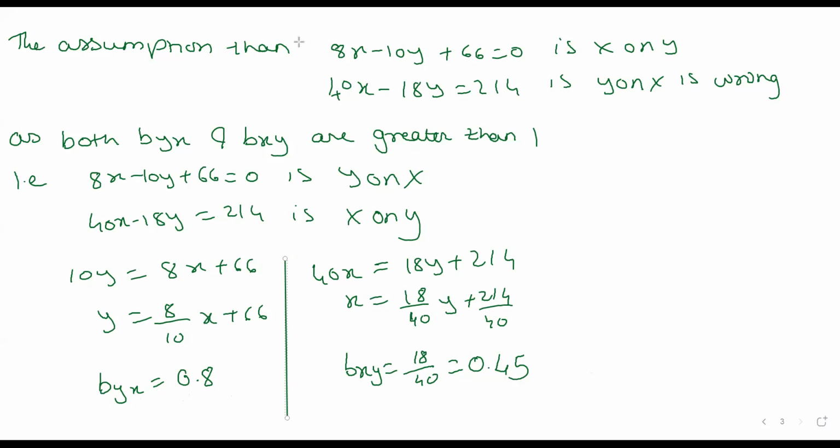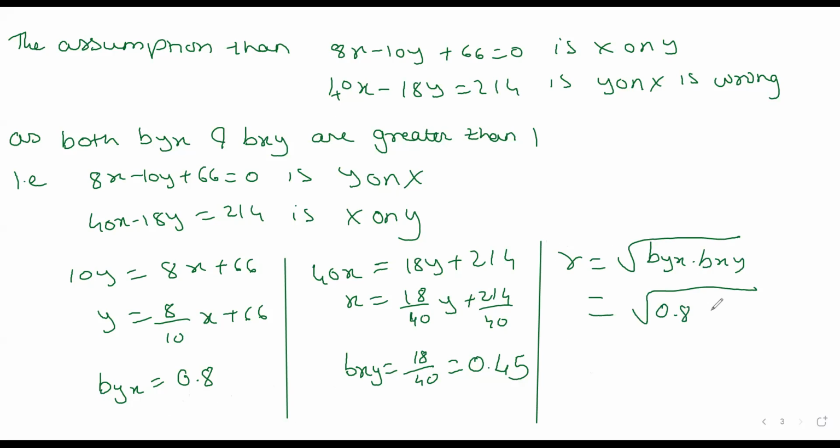Now if I want to find out r, it is obviously under root byx into bxy. So it is under root 0.8 into 0.45, which is under root 0.36. So r is 0.6. Correlation coefficient is 0.6. Now the third, standard deviation of Y.